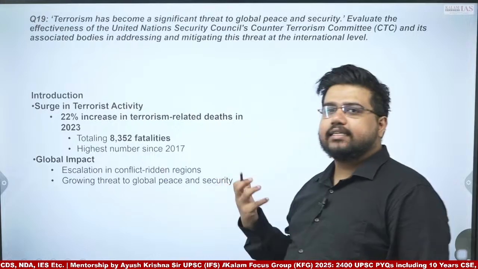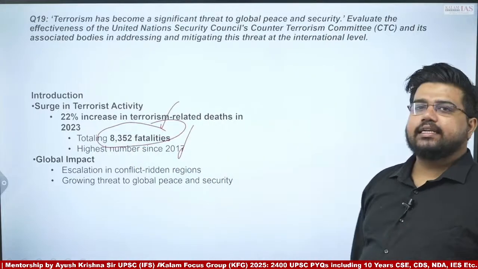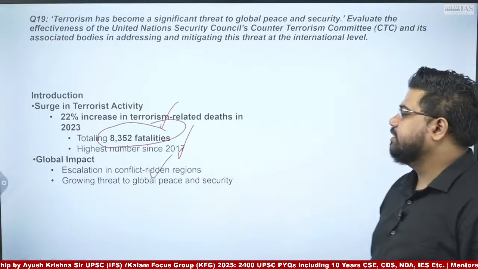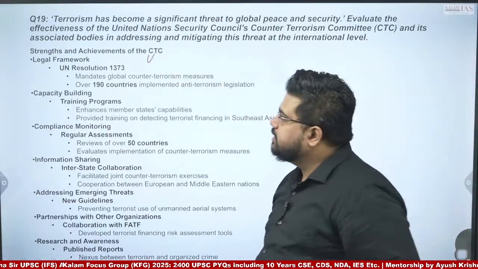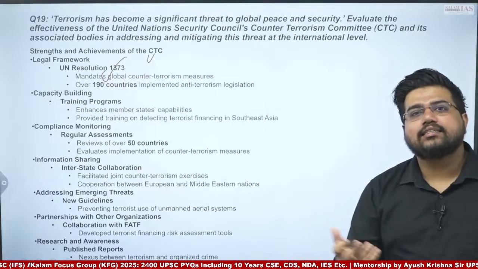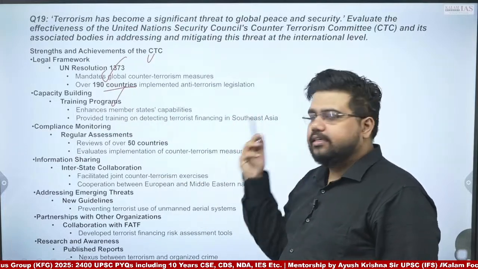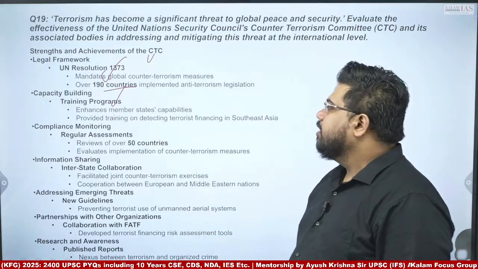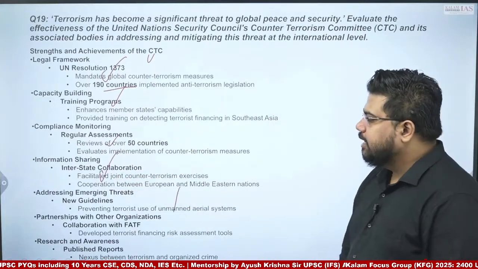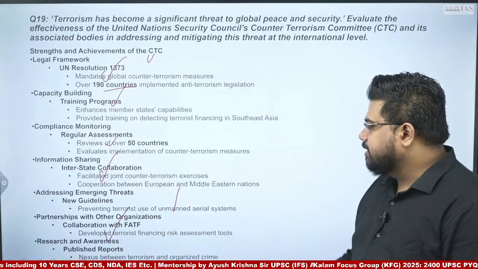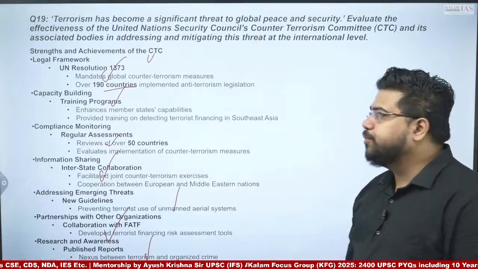So terrorism is seeing an increase: a 22% increase in deaths in 2023, with 8,300 fatalities in 2023. It's the highest number in the last 6-7 years. Global impact: escalation in conflict regions, growing threat to global peace and security. What are the strengths and achievements of the CTC? That means the benefits of the CTC. We have a settled legal framework which has been adopted by 190 countries. Capacity building initiatives, like the peace force of the UN Security Council. Compliance monitoring systems are there, reviewing over 50 countries. Information sharing is there, addressing emerging threats. Guidelines have been issued by the UNSC. Partnership with other organizations like FATF, publishing research. These are some of the achievements of the UNSC CTC.